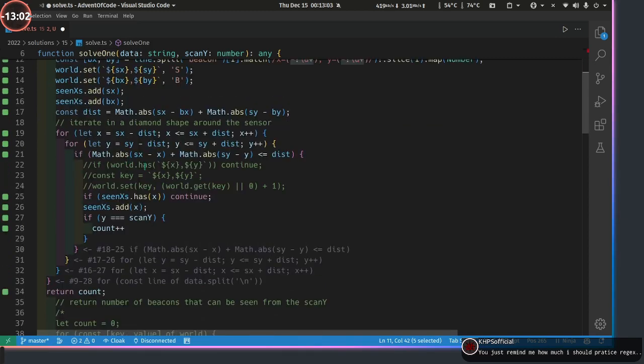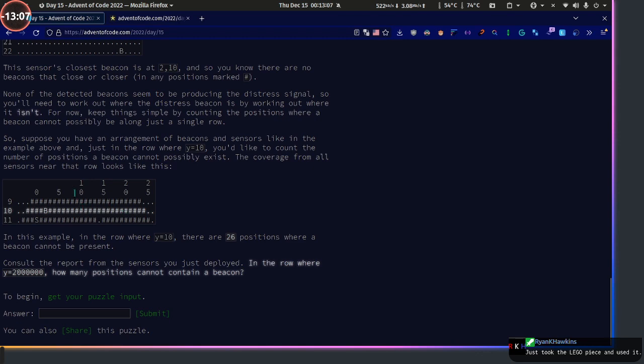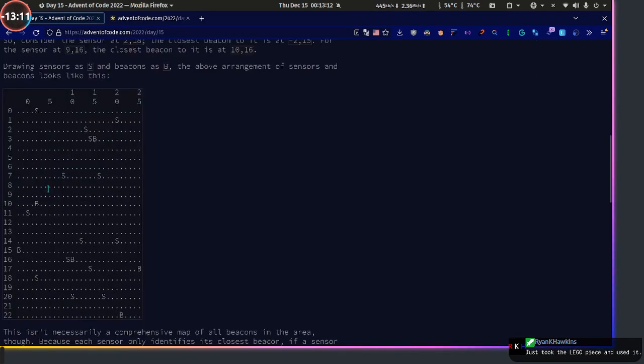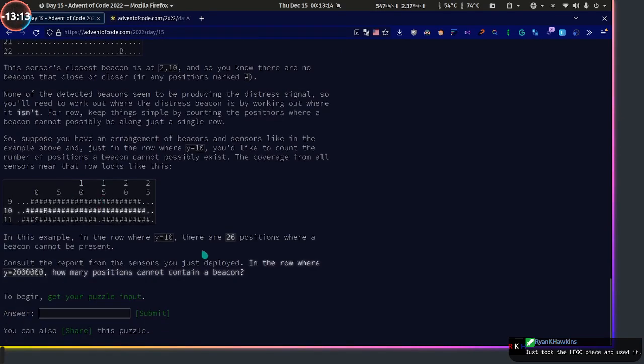Why is this not working now? Y equals scan Y. Am I looking at the right thing? Did I mix up X and Y again? No, I mean, it literally said at Y of 10, there are 26 positions where a beacon cannot be present.